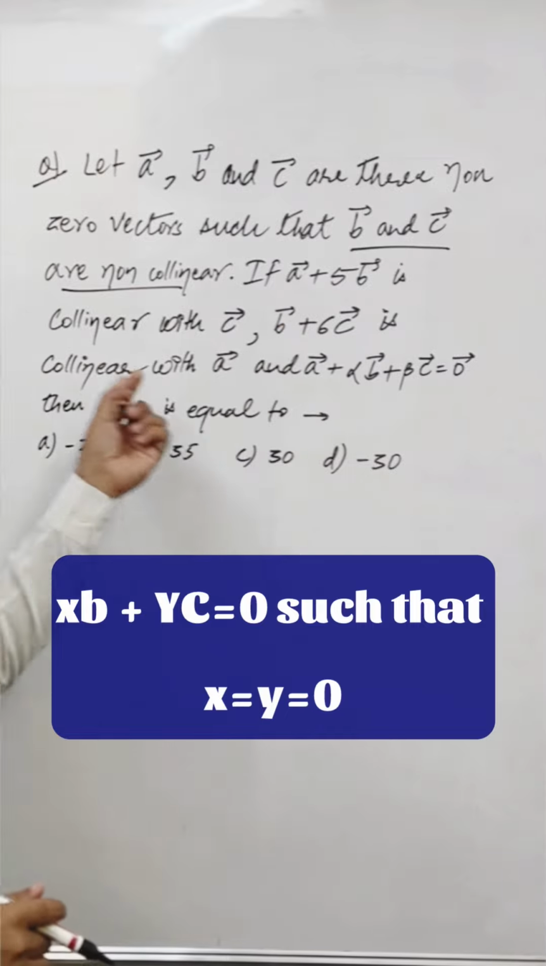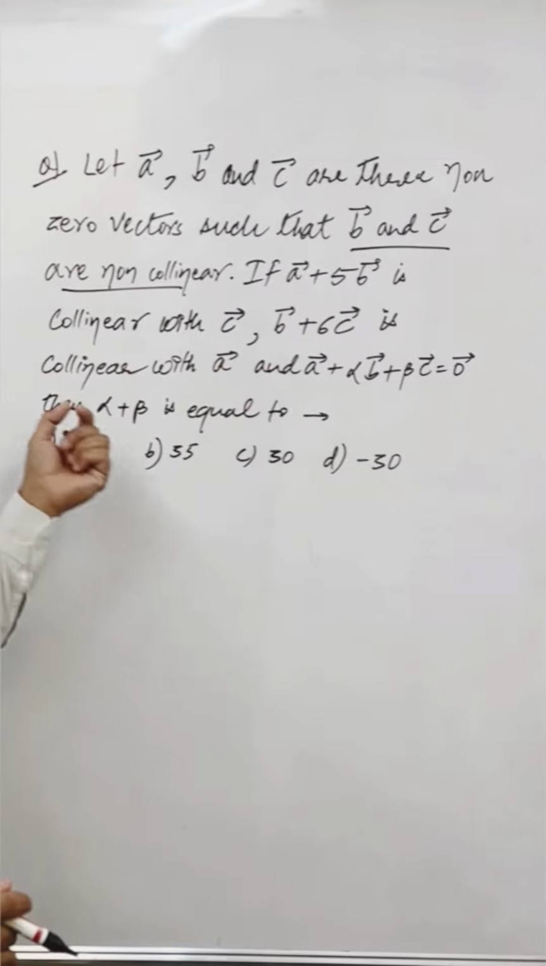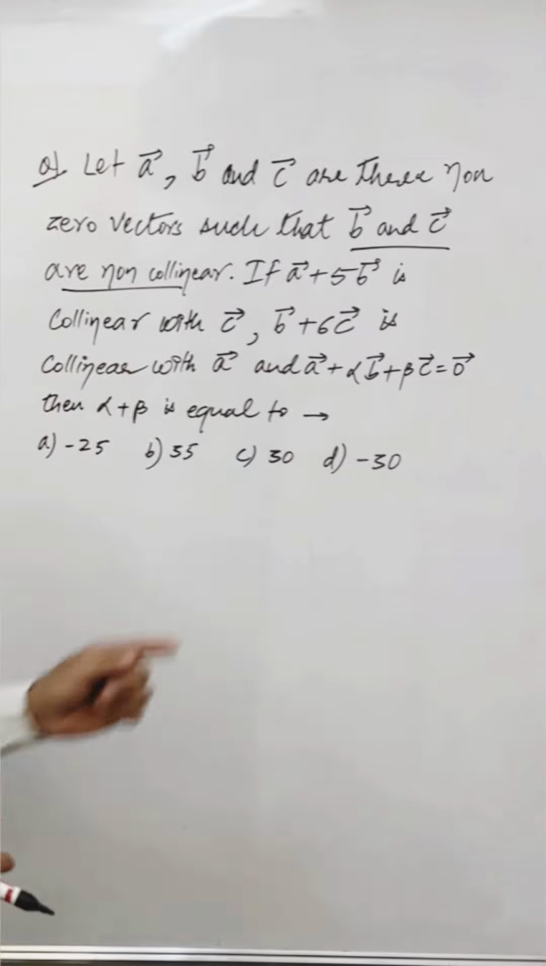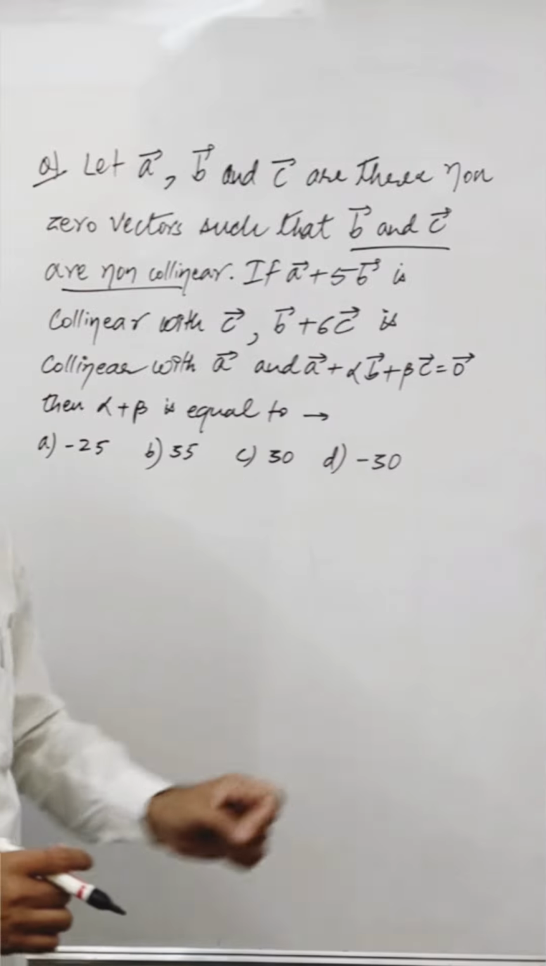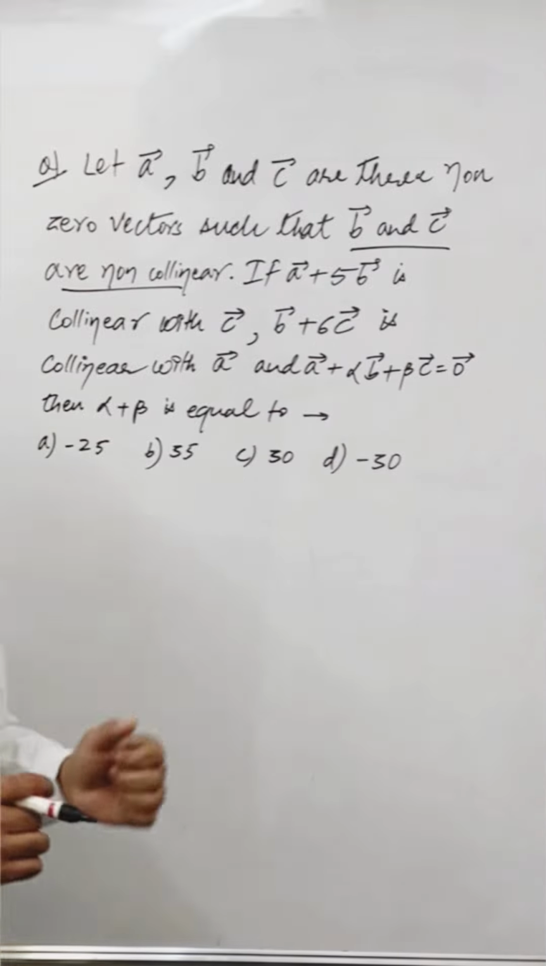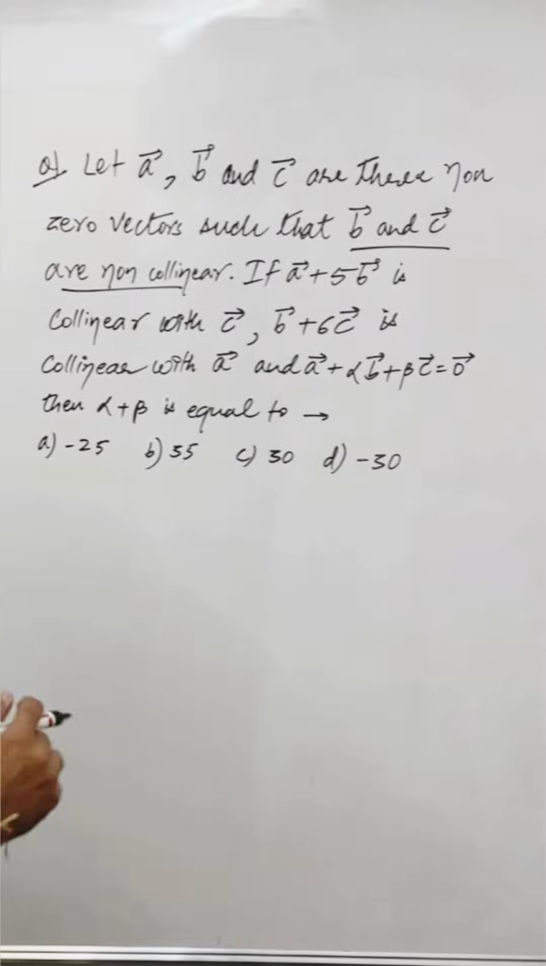Vector A plus 5 times vector B is collinear with vector C, and vector B plus 6 times vector C is collinear with vector A, and vector A plus alpha times vector B plus beta times vector C is equal to the zero vector, and we have to find the value of alpha plus beta.